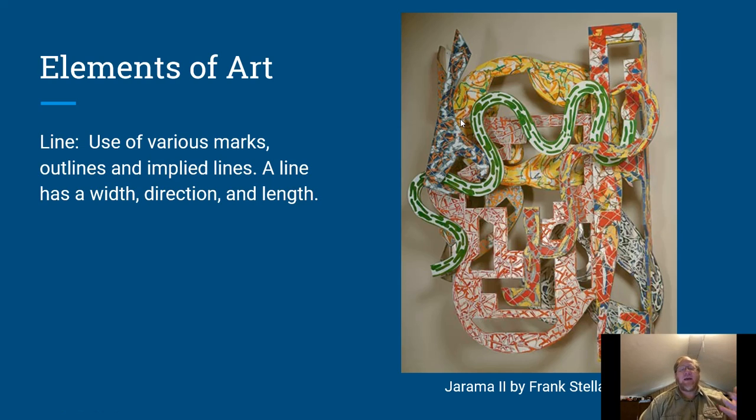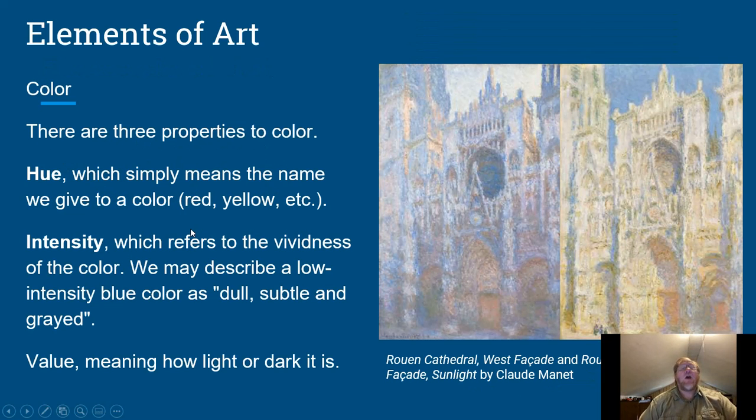All right. So again, you could talk about shape, you could talk about value, you could talk about line, and you can especially talk about color. Color is one of the big ones. Color can be broken down into three properties. Hue, which is the basic name of the color, red, blue, green. Intensity, is it like a bright green or like a subtle, soft green? That's intensity. And then value, which is again how light and how dark something is.